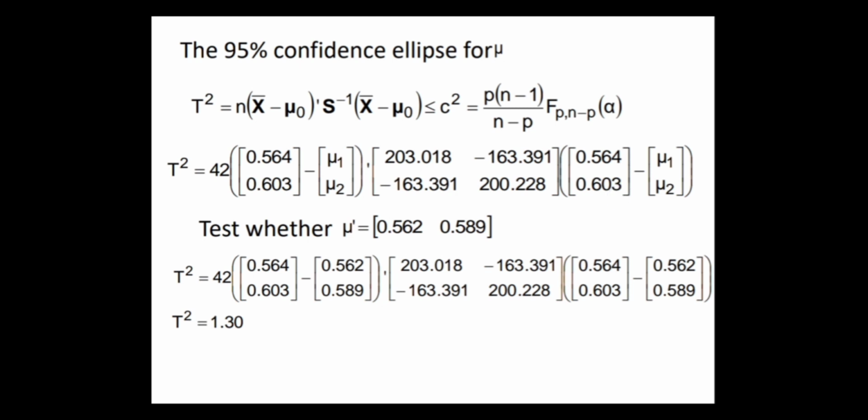Okay, so now we want to test this mean vector, these two mean values. So just replace in the formula of T square. Okay, calculate using the matrices. You can use a calculator. And lastly, you will get 1.3. Later, try to check the value is 1.3. Is it true or not? Okay, 1.3. So the next step, we need to compare with c square.